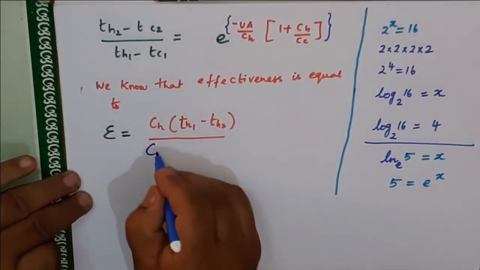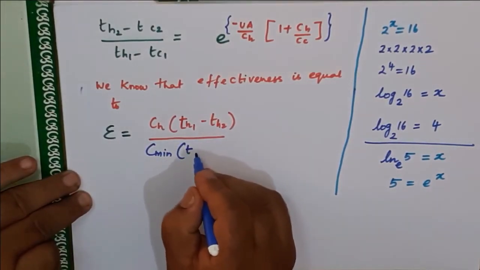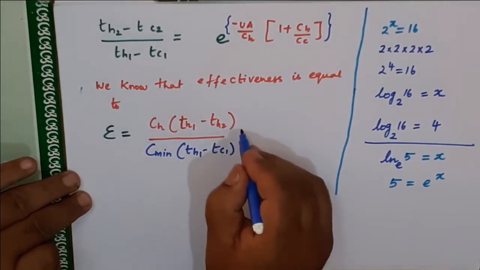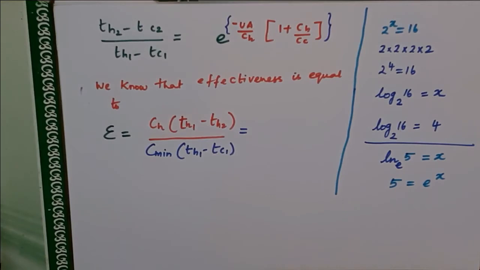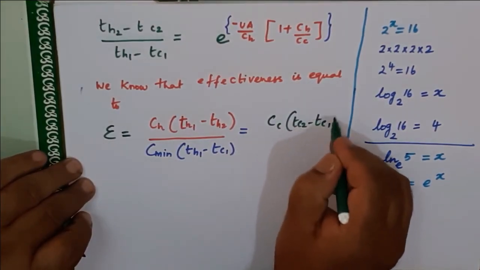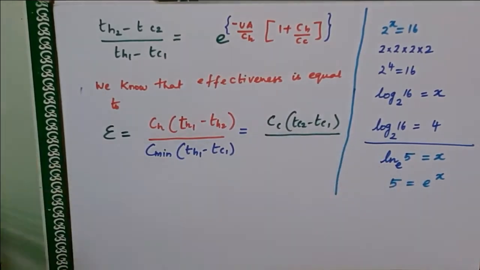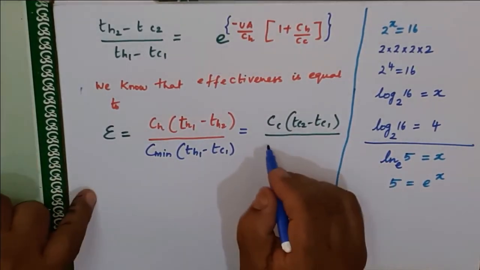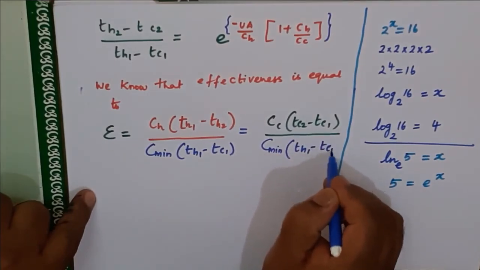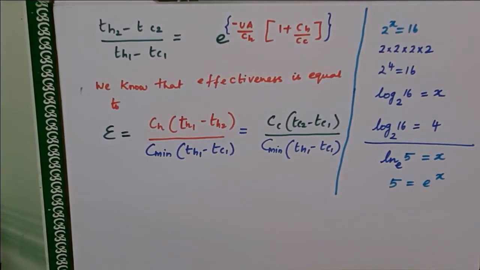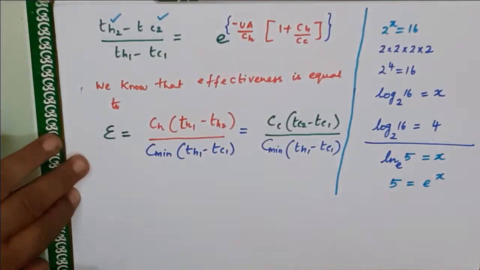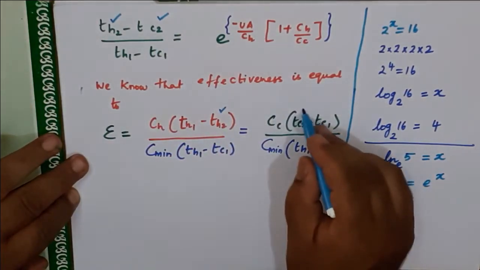Whatever the hot fluid or cold fluid, the maximum heat transfer is based on TH1, the inlet hot fluid temperature, minus TC1, the inlet cold fluid temperature. For the cold fluid, you'll write CC into TC2 minus TC1, the energy balance. Whether it's the hot fluid or cold fluid, Q max is C minimum into TH1 minus TC1, the same formula. The C minimum can be the hot fluid or the cold fluid. Now, TH2 and TC2 you have to replace in this equation.